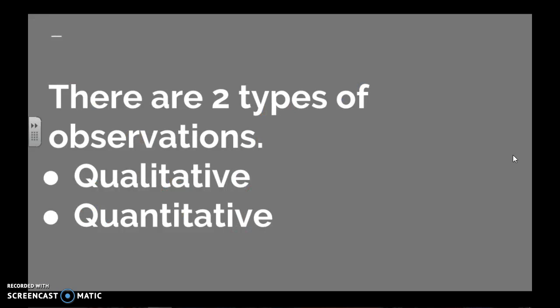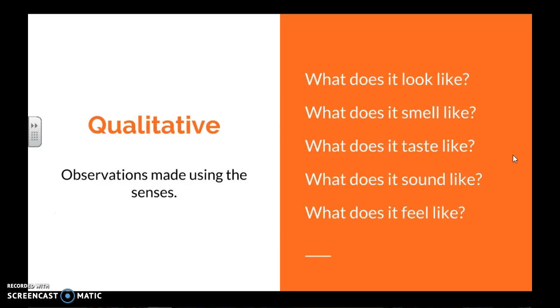Okay, so there are 2 types of observations. There's qualitative and quantitative, and we're going to talk about each of those. So let's first look at qualitative observations. Qualitative observations are observations made using your senses. So the questions you might ask yourself when making a qualitative observation would be, what does it look like? What does it smell like? What does it taste like? What does it sound like? And what does it feel like? We use our 5 senses to make qualitative observations.